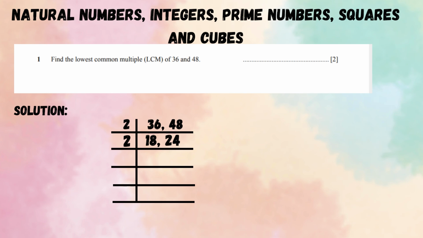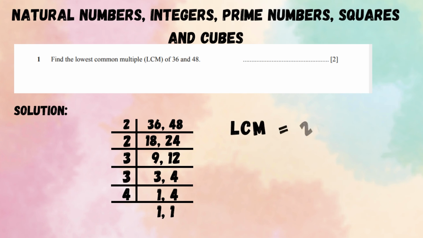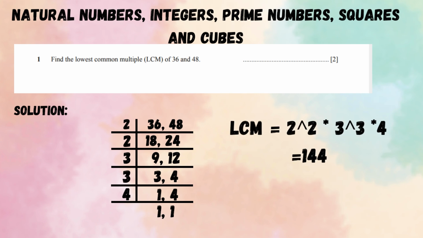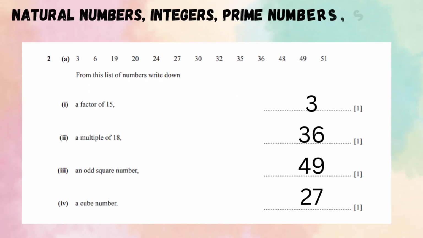After the second step, we've obtained numbers which have the common factor 3. After dividing by 3, we will have 3 and 4. Since these numbers have two different factors, we'll firstly divide 3 with 3, and then we will divide 4 with 4. Remember, we can also divide 4 by 2 as well. The lowest common multiple of the numbers would be 2 into 2 into 3 into 3 into 4, which would be 144. Moving on, we have question number 2.